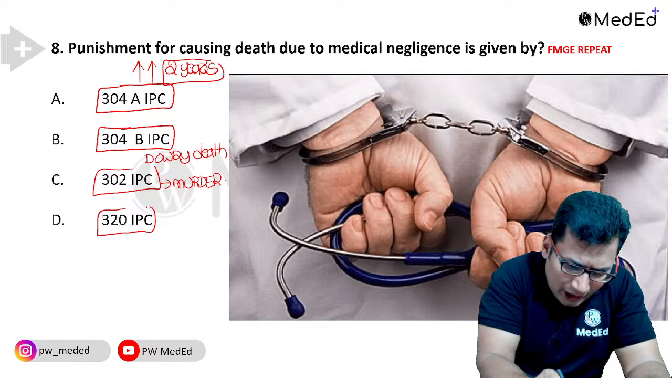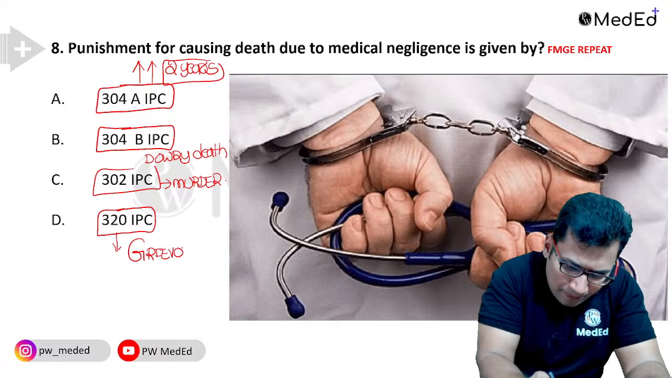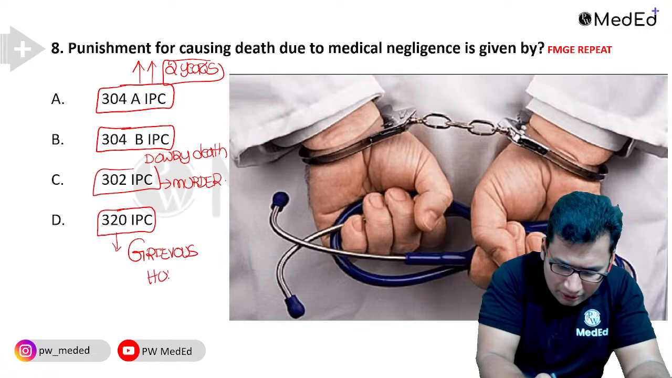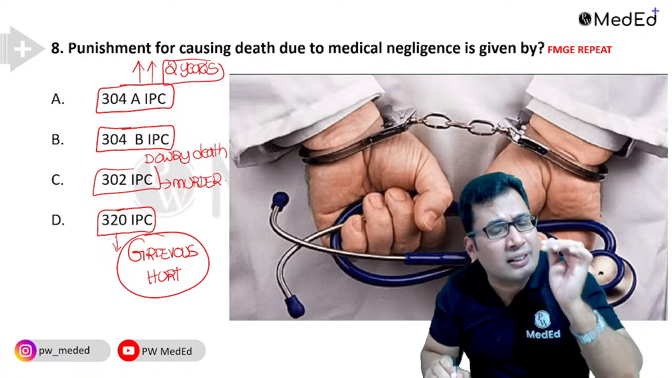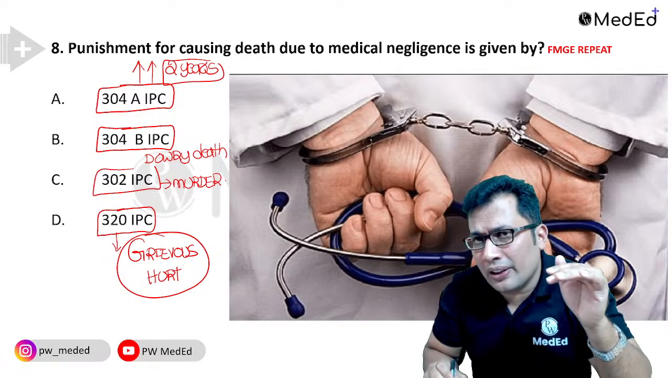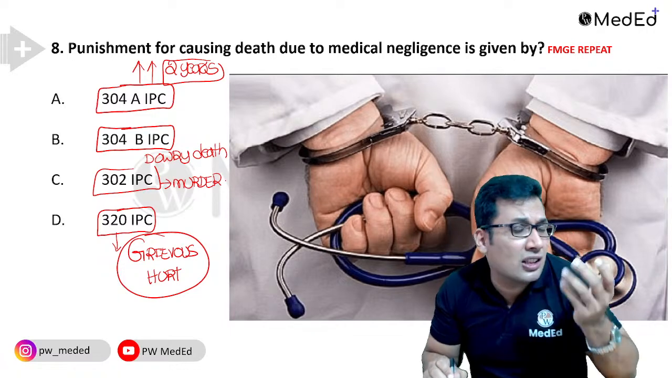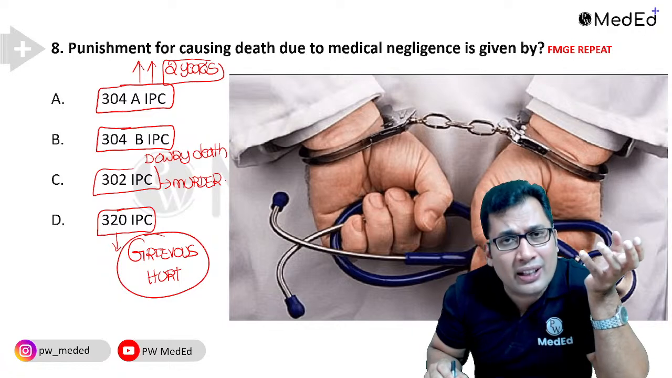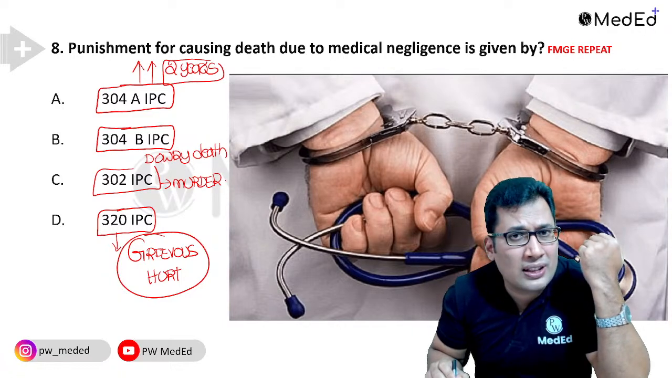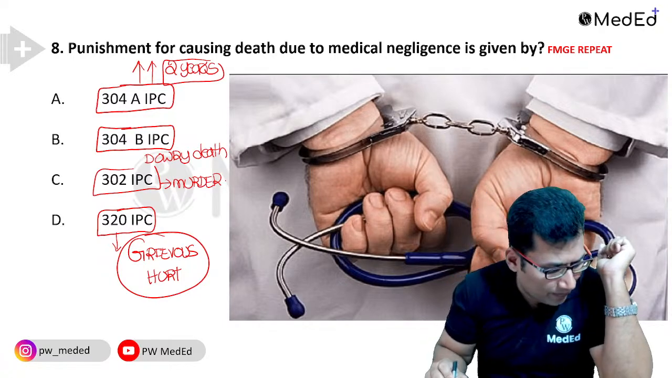320, that is nothing but grievous hurt. Grievous hurt is defined under 320 and it is punishable under 325 IPC. The grievous hurt has 8 subclauses, like emasculation, permanent privation of sight of either eye. Like that, there are 8 subclauses. All these are punishable under 325 IPC.